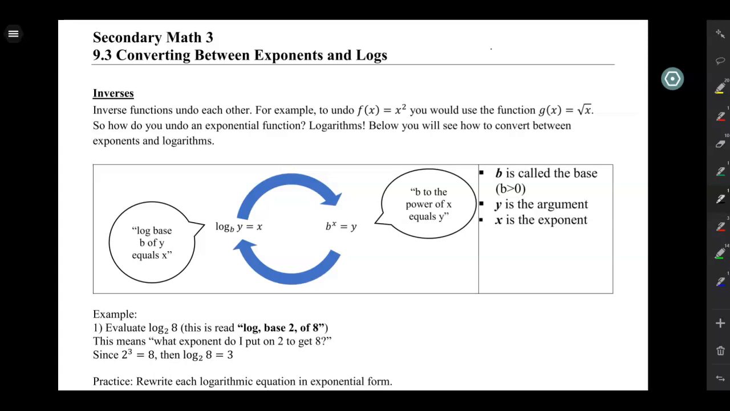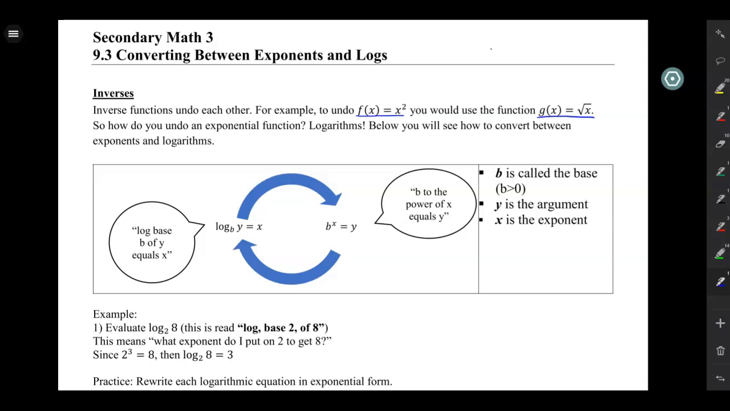In this video, we'll be talking about how to convert between exponential expressions and logarithmic expressions. So the first thing we want to do is talk about inverses. Inverse functions are functions that undo each other. One of the most common examples we see is that if you have a function f of x equals x squared, the way you would undo that x to the second power is that you would take the square root of it. So its inverse function is g of x equals the square root of x. So the idea with inverses is just this idea of undoing each other.